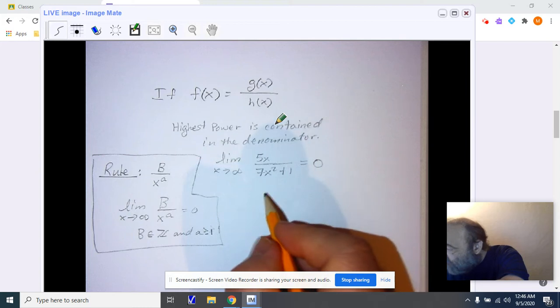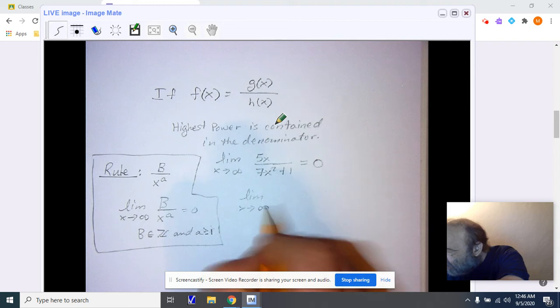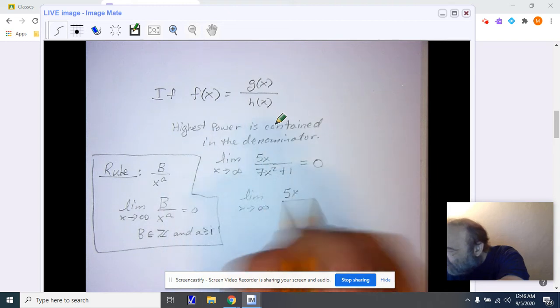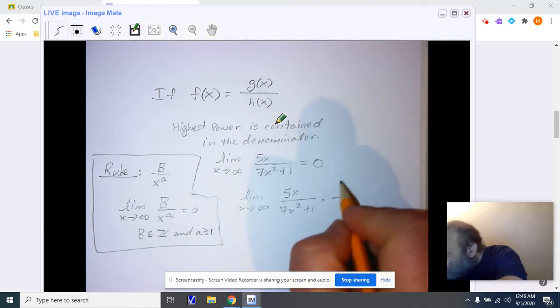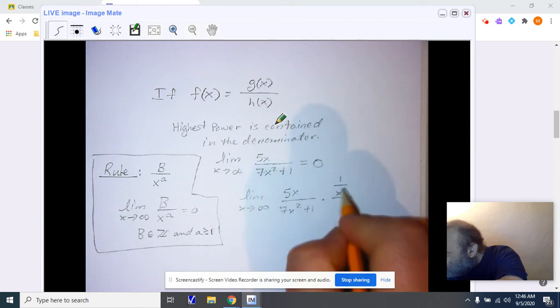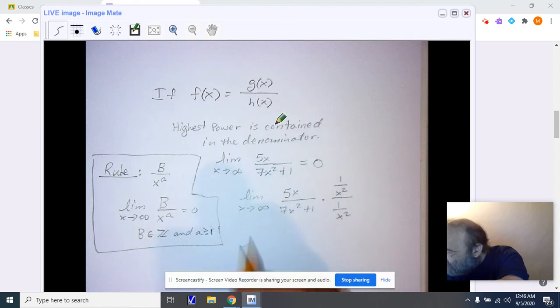So in this problem, what we would be doing is multiplying by an equivalent form of 1. That equivalent form of 1 is going to be the highest power in the problem, in this case, x squared. Notice that when I distribute, I end up getting the limit as x approaches infinity for 5 over x, when I simplify, divided by 7 plus 1 over x squared.